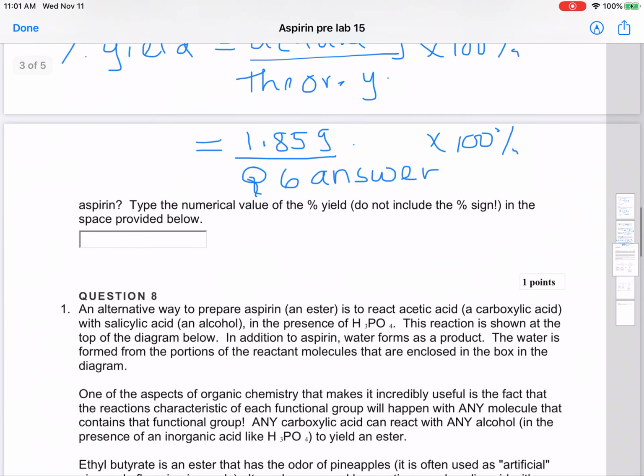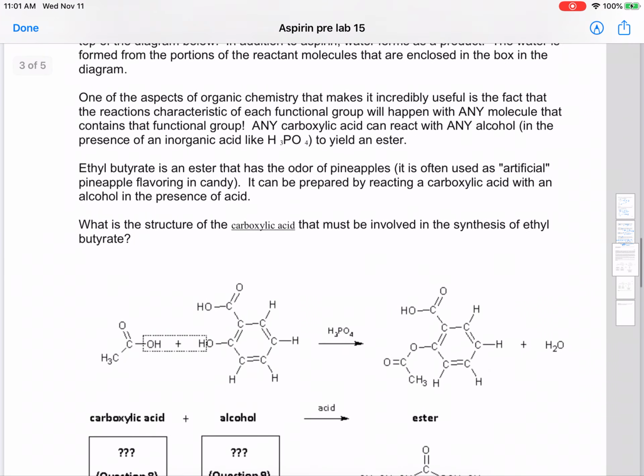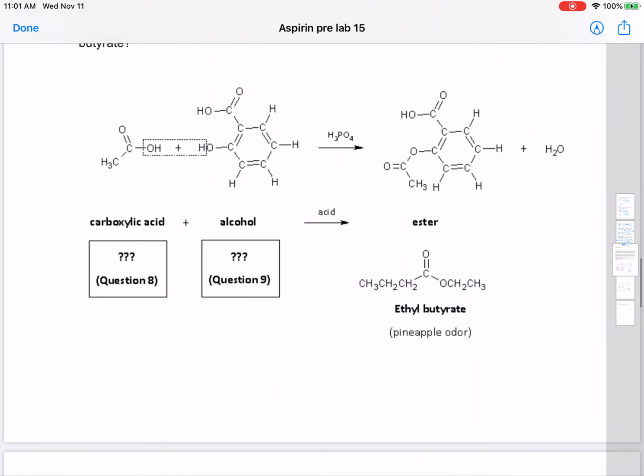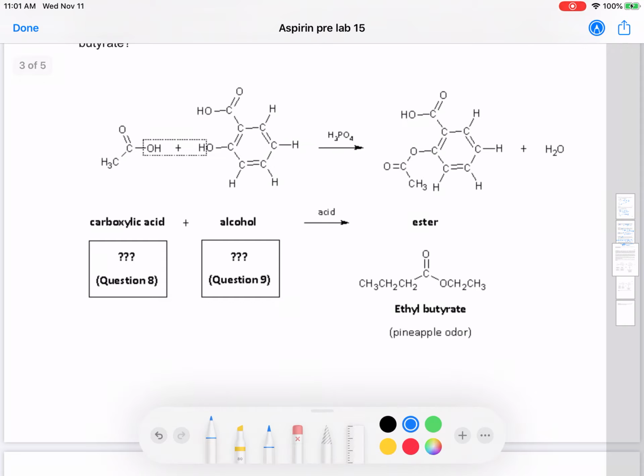And then the next one, we are given the equation for how to prepare an ester from a carboxylic acid and an alcohol. Any carboxylic acid will react with any alcohol to give you the respective ester. Now, how does this reaction take place? You can see here, this is a carboxylic acid. We have seen the carboxylic acid has this functional group COOH. And this is the alcohol. Alcohol is carbon with OH.